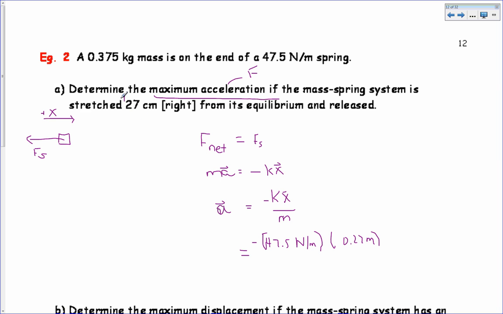So this is a positive x. And then that's divided by 0.375 kilograms. Okay, and that'll give you negative 34, which is 34 meters per second squared, to the left, because it's negative. And that makes sense because if it's stretched to the right, it's going to move to the left when you let go of it.